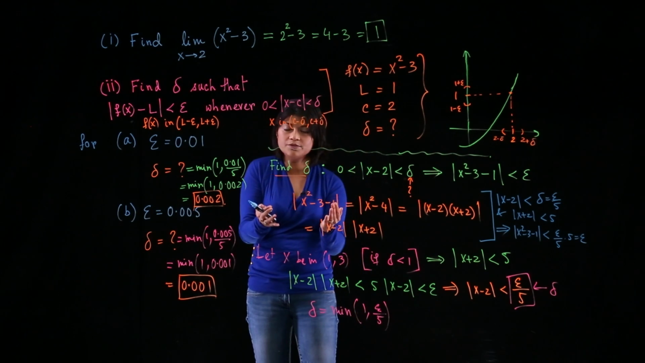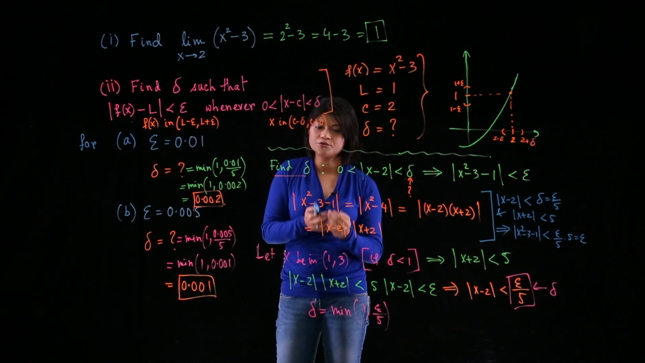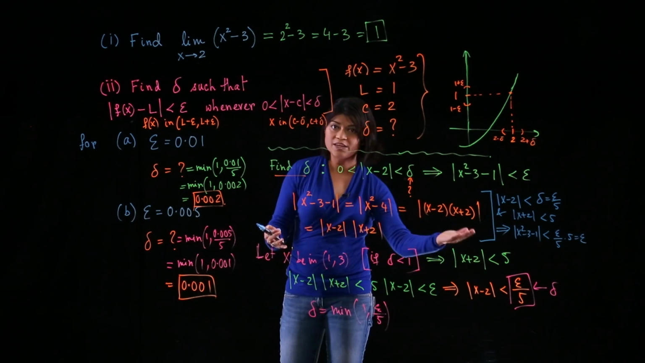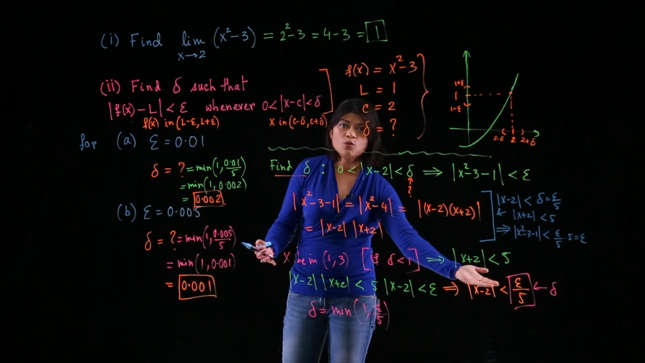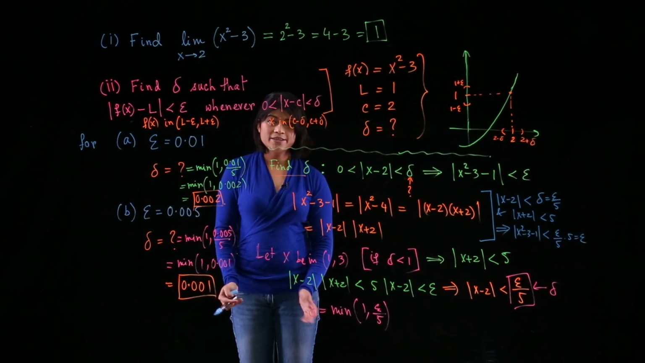Okay, and I fixed my interval to be just, 2 is the center, go from 1 to 3. But again, you can change that, and you should probably try it to see what different delta values you get. Hopefully this clears things up.